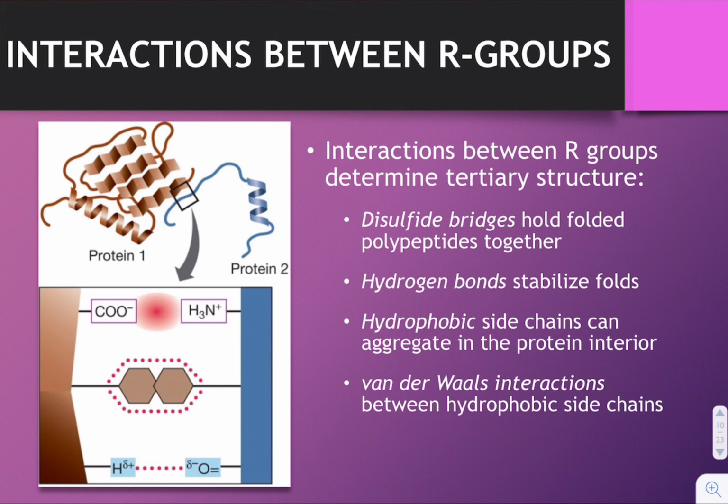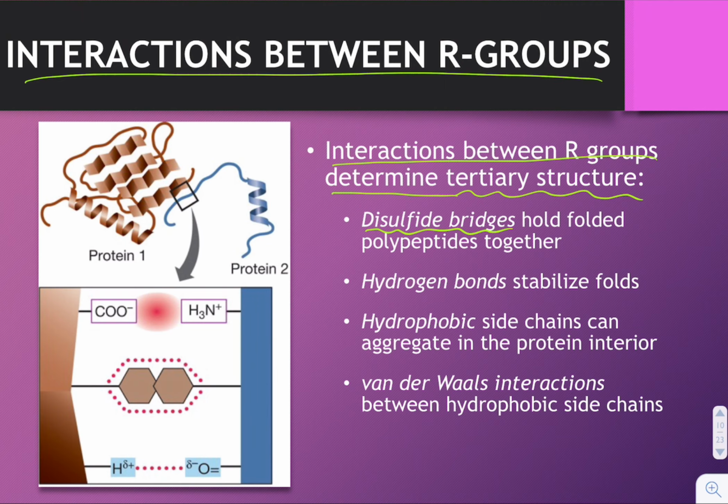So in quaternary, we're saying that there are interactions going on there, and in tertiary and secondary, we've got some interactions going on. So where are these interactions actually happening? These interactions are happening between the R groups. So interactions between the R groups determine tertiary structure, okay? So interactions between the R groups that we care about determine this tertiary structure. You might want to try to associate that with tertiary, okay?